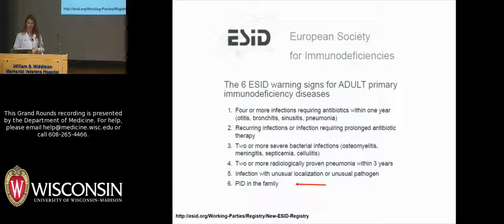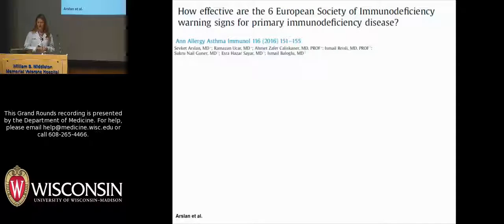So my question overall was, how well do these guidelines work? For example, I think almost everyone I see in clinic would fit these guidelines, and we know that primary immunodeficiency is really quite rare. So I was happy to find this study that looked at how effective these guidelines were looking for primary immunodeficiency.